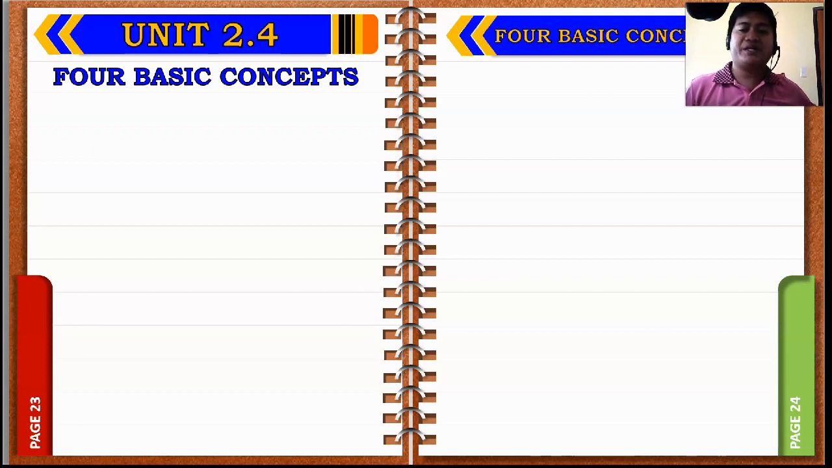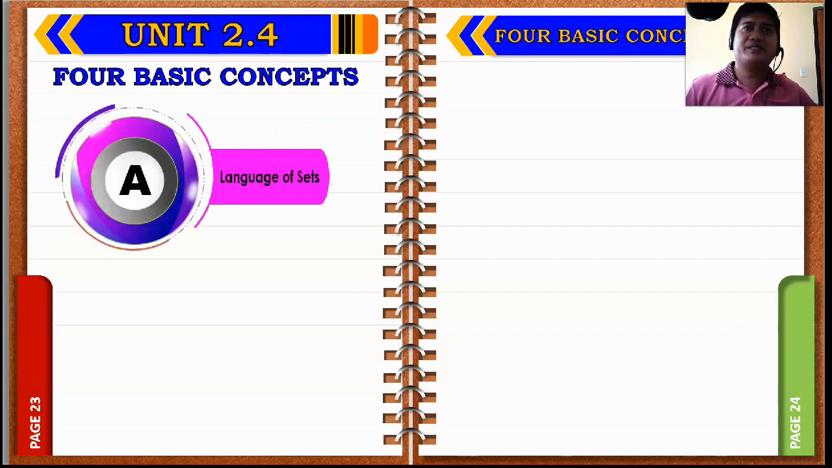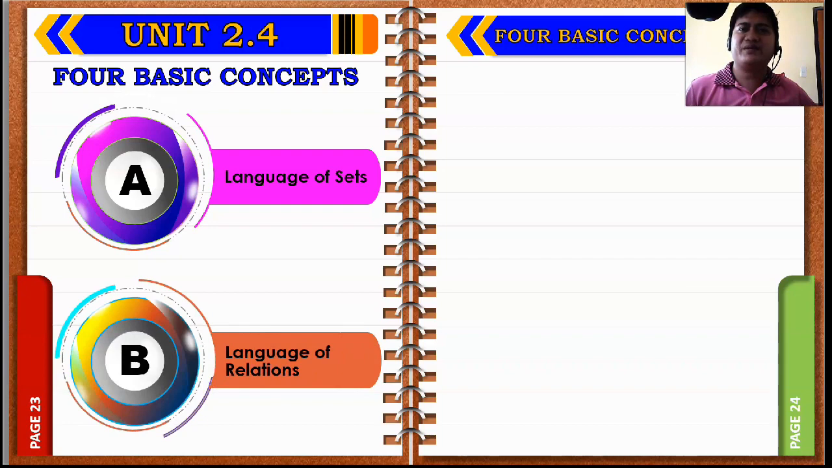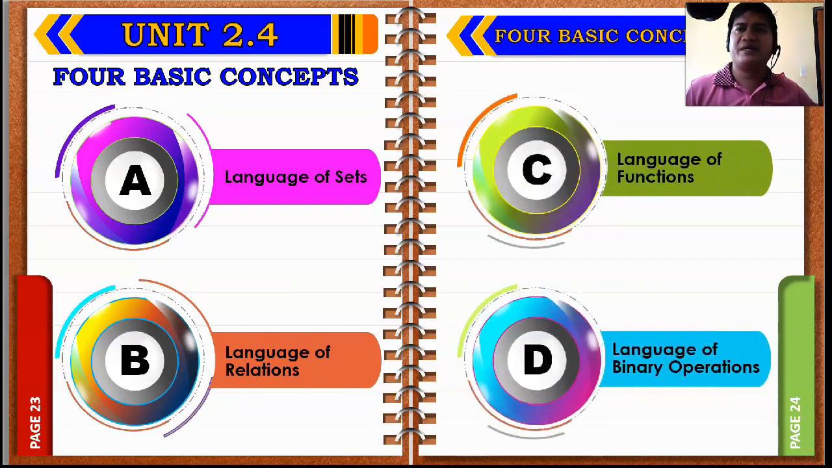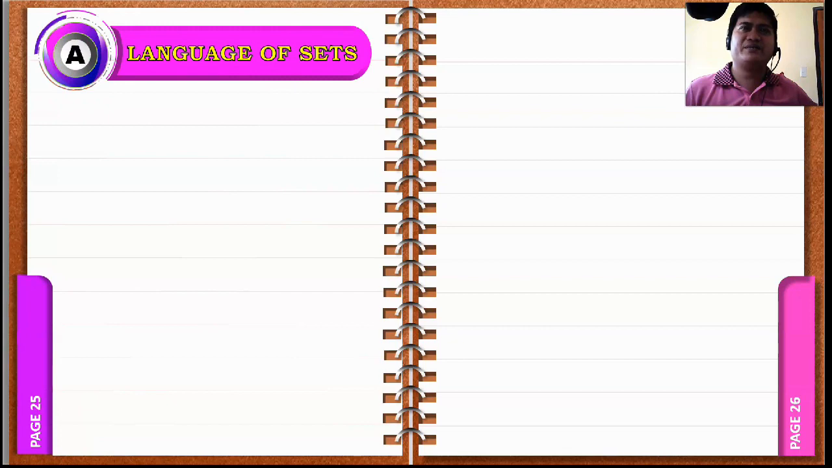So these are the 4 basic concepts that you need to be familiarized with. First is the language of sets. Second, the language of relation. Third, the language of function. And finally, the language of binary operations. So let's start with the language of sets.